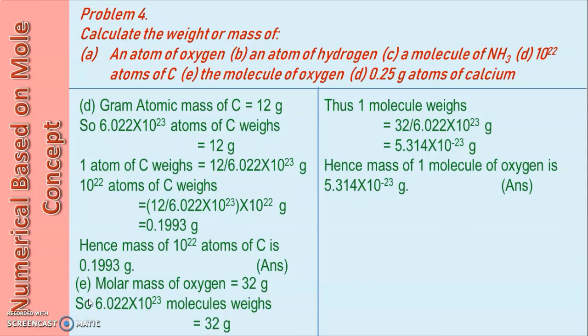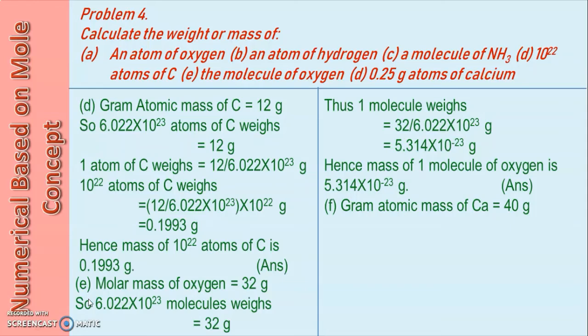Now the last bit, that is F, gram atomic mass of calcium. We have to find out the mass of 0.25 gram atoms of calcium. Now gram atom, already I discussed in the previous number, means the amount of calcium whose weight is equal to its gram atomic mass.